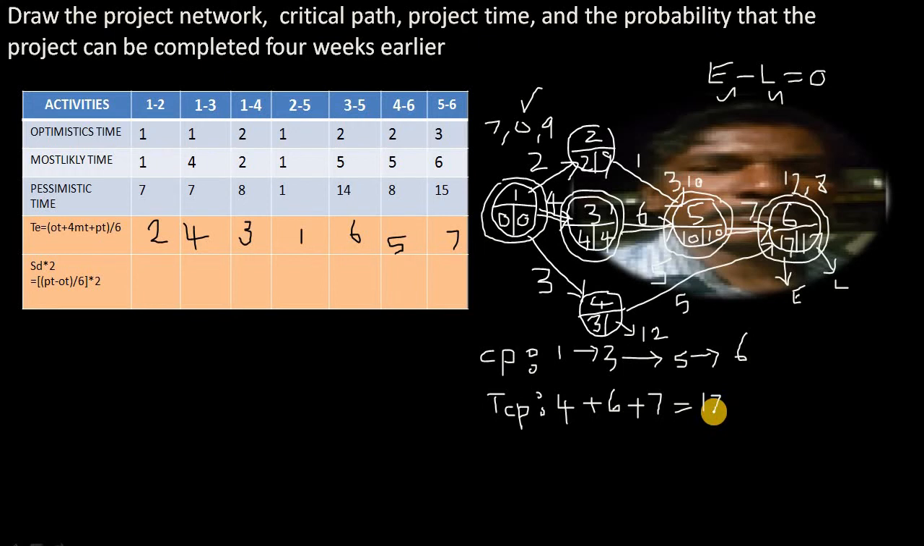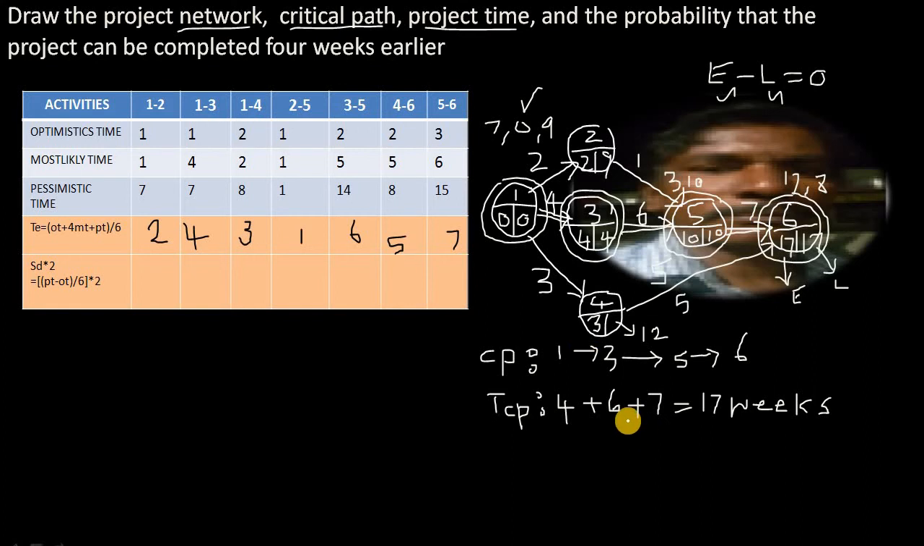The time unit is not given here. We have to give the timings, but it's not given. But in the problem, it is given as weeks. Therefore, we can say that 17 weeks, and this is the project time. So by this time, we have finished the answer for the first one: project network, we found out. Then critical path, we found out. And the project time. Yes, we finished the project time also.